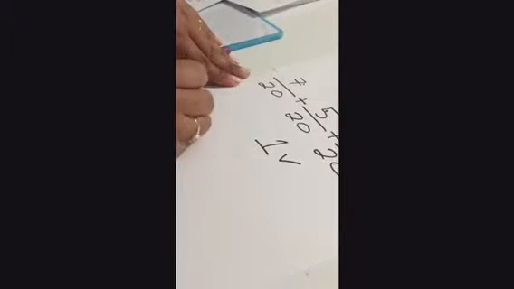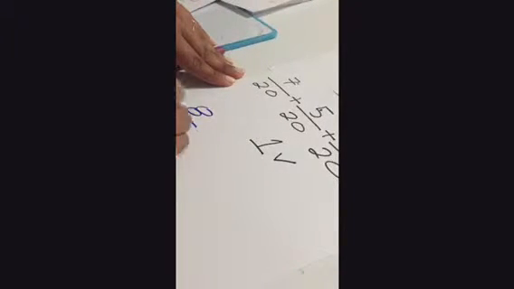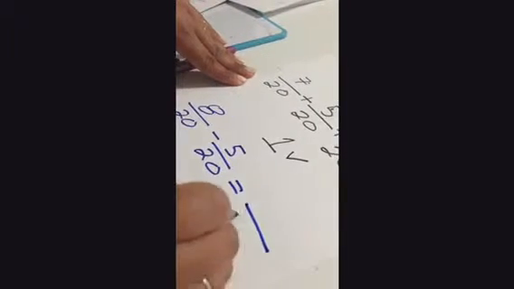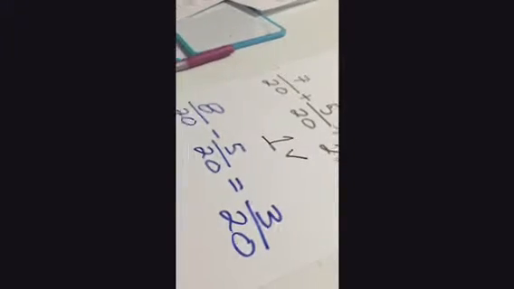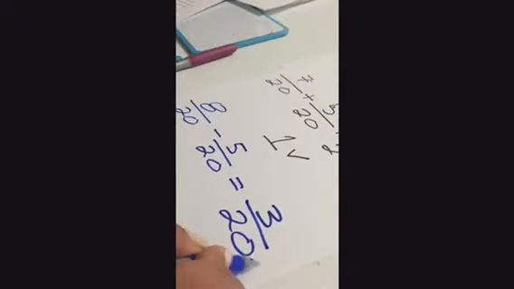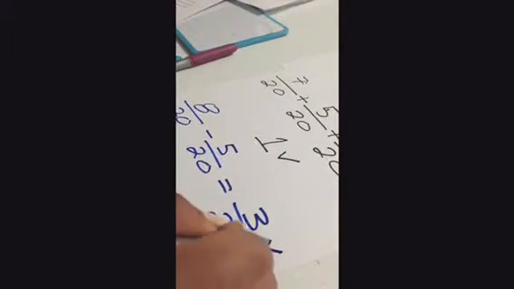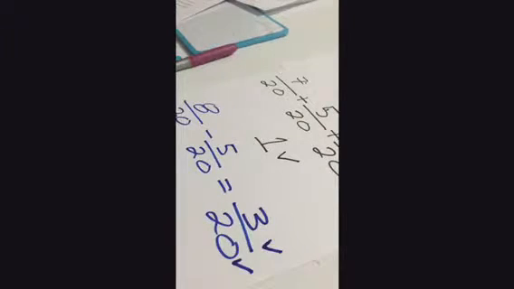8/20 minus 5/20. So what will go on the bottom? 20. And what will go on the top? 3. 3. And again, how did you get that? By keeping the denominator the same and subtracting 8 minus 5. Yes, that's correct.